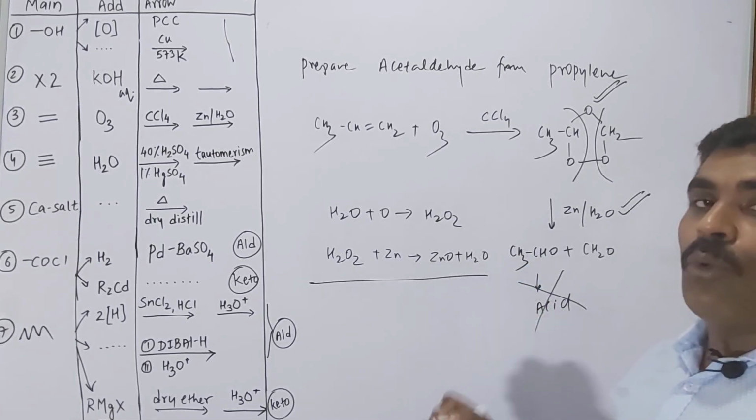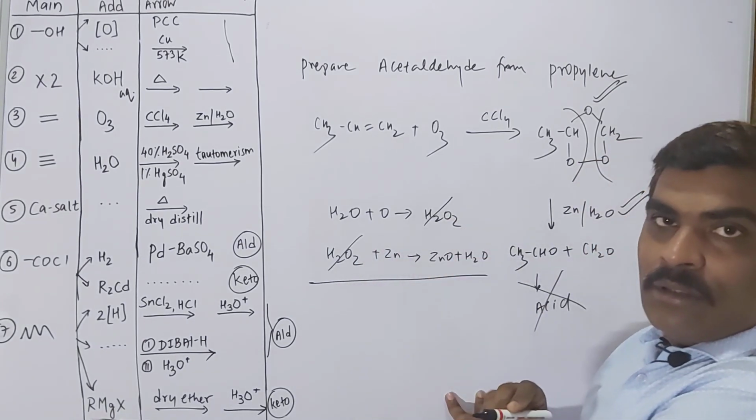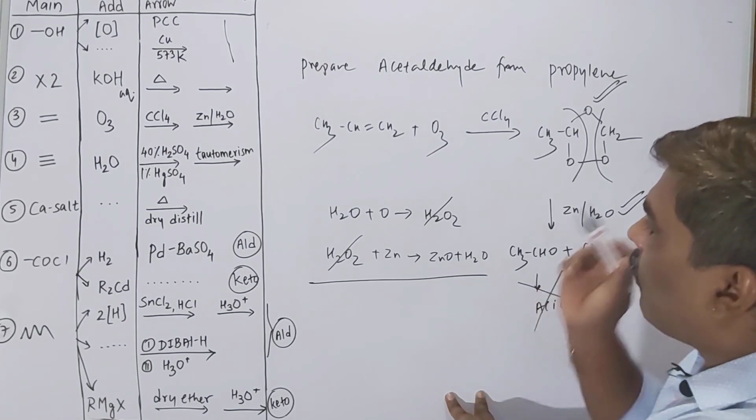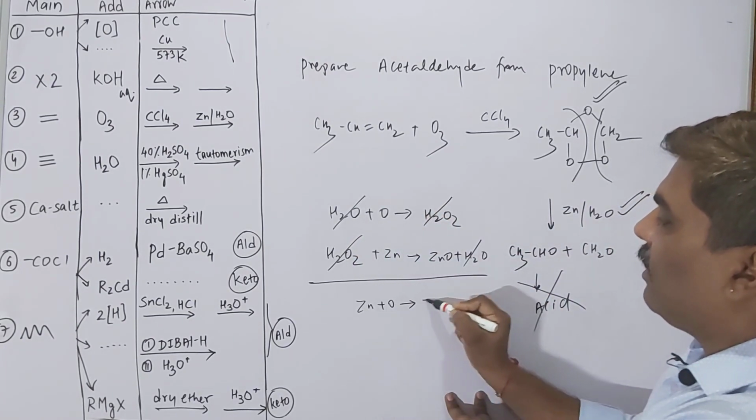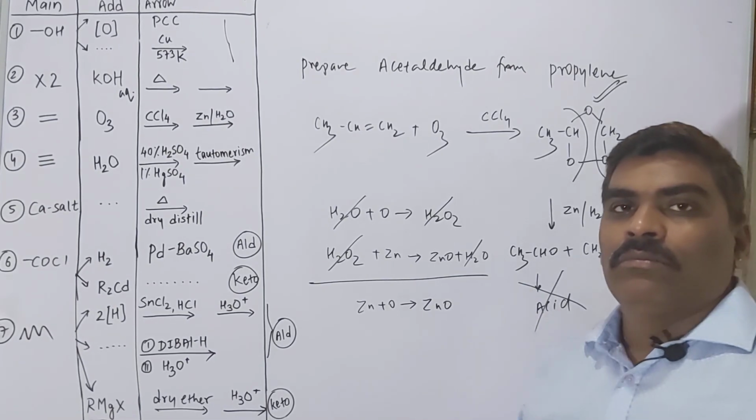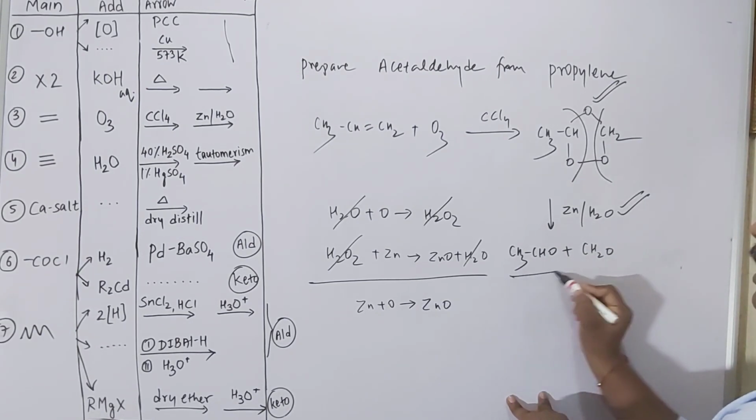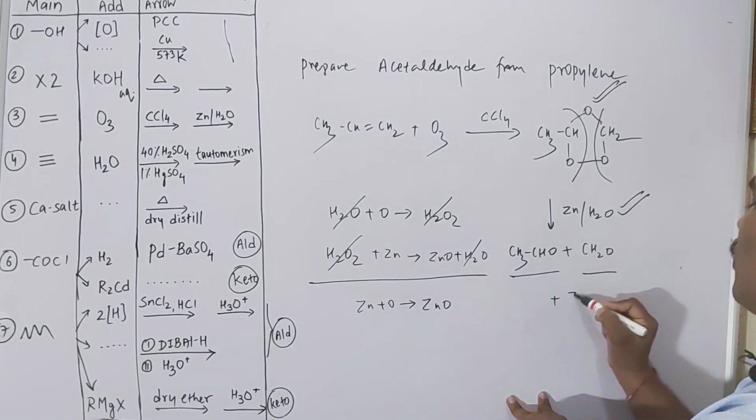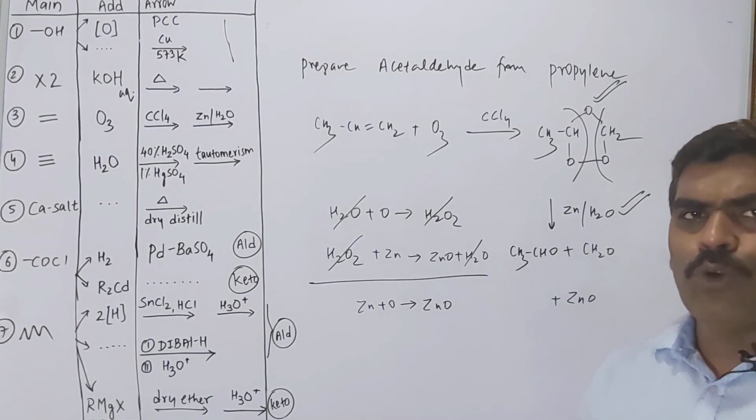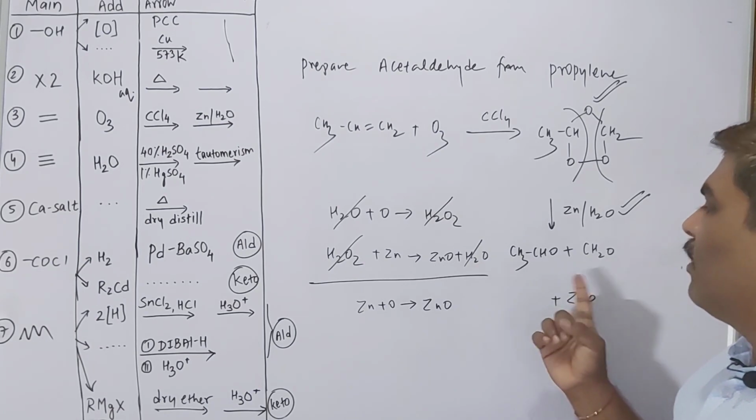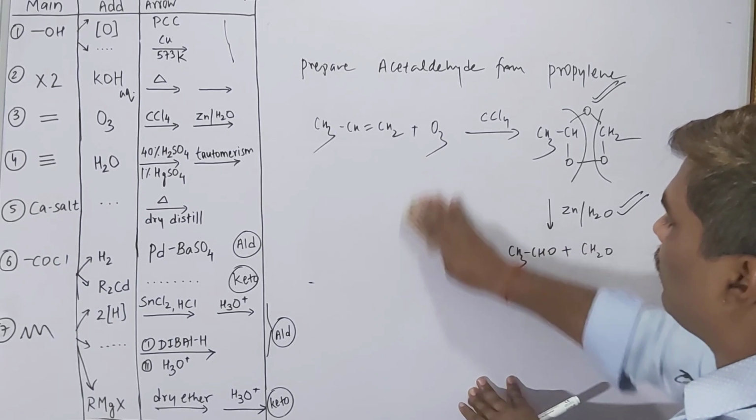See this overall reaction, what happens in this now? So H2O2 gets cancelled here. Now what is remaining? This gets cancelled here. So Zn plus O, finally ZnO. That's why the byproduct here, after the two aldehydes, we should write ZnO. No need to put H2O2, because if you write H2O2, that can oxidize aldehyde into acid.